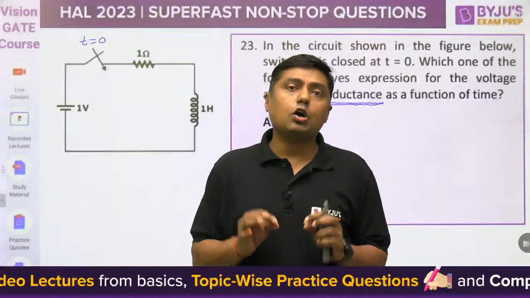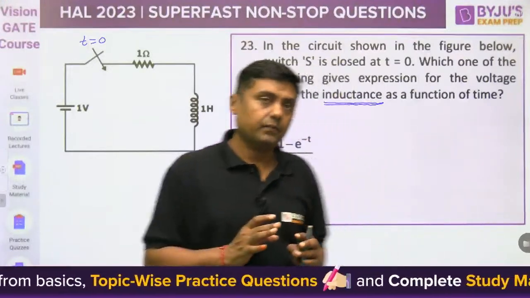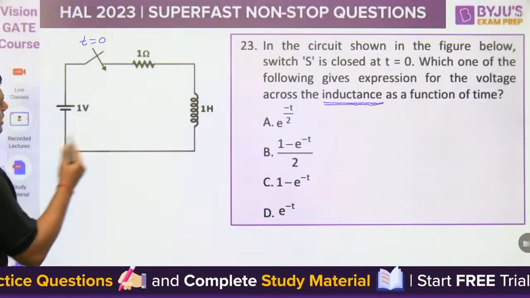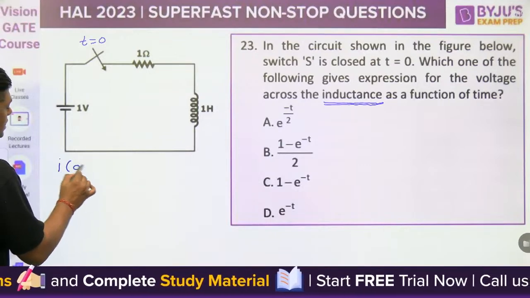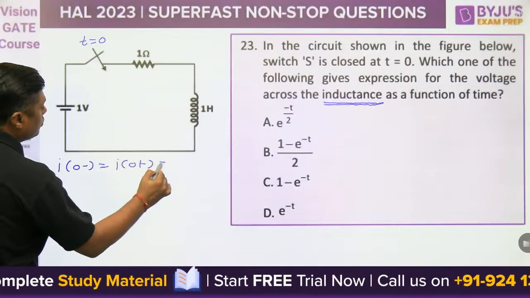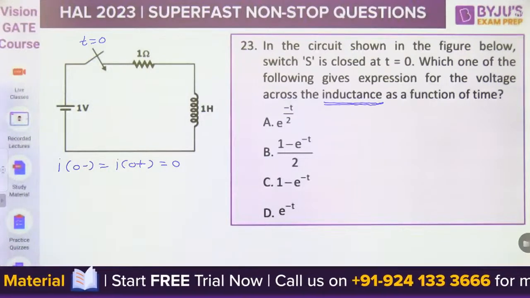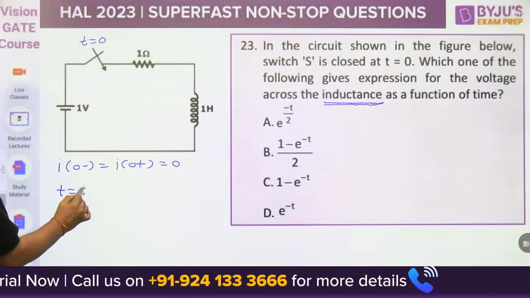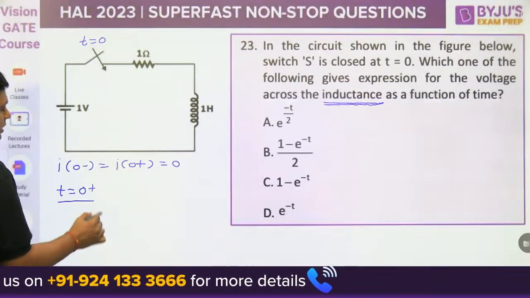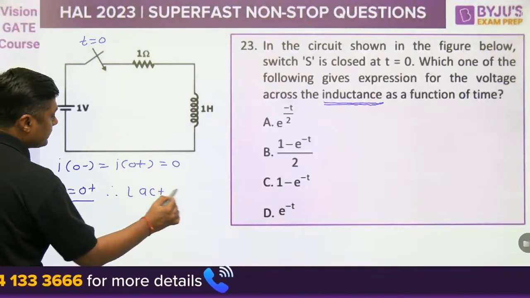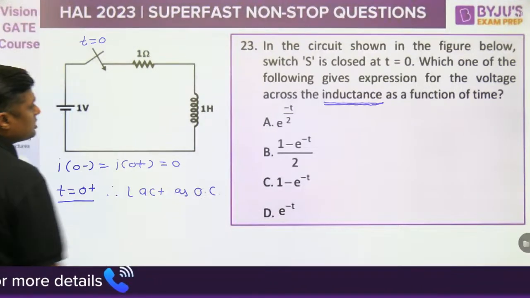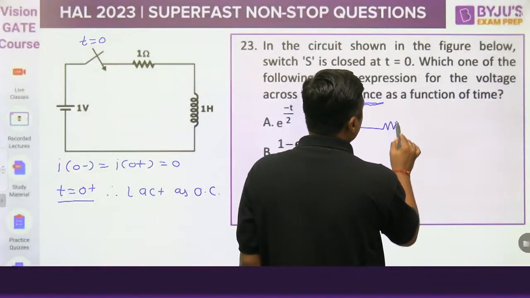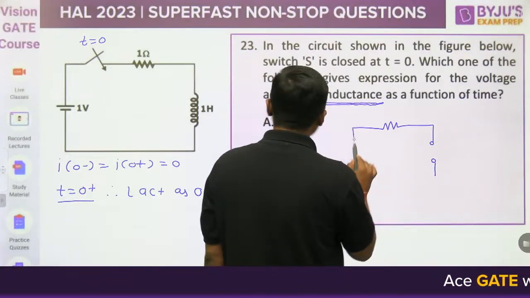Inductor does not allow sudden change of current, right? When the switch was open, what is the initial current through the inductor? 0. I0 negative is equal to I0 positive is equal to 0. Unenergized inductor. So exactly at t equal to 0, since the inductor does not allow sudden change of current, the inductor acts as an open circuit. So what is the initial voltage across the inductor? Remember, the initial voltage across the inductor is 1 volt.